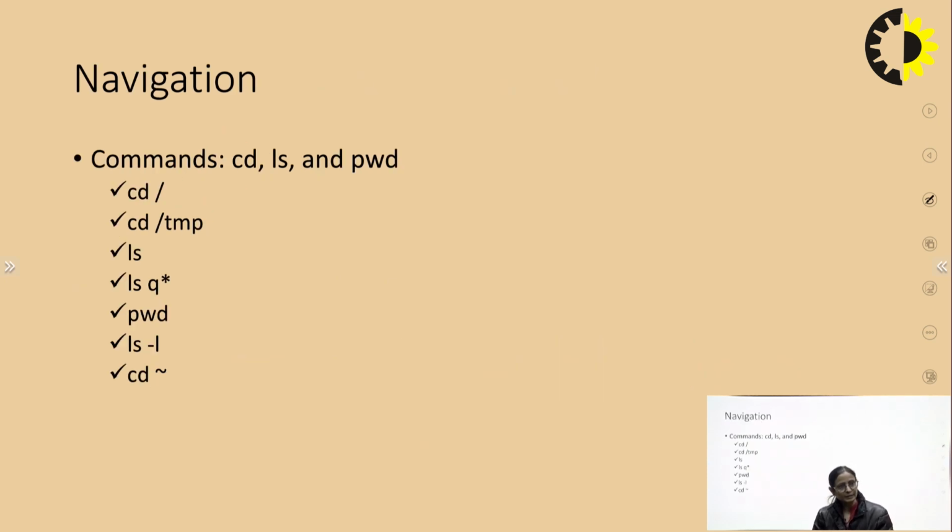I am having cd for changing the directory, ls for listing the files, and pwd for showing the present working directory. These are the various ways how you will get. This is the root directory, that is, I am moving towards the root directory, or to this particular folder, or this we will see later on. What is the meaning of these symbols?